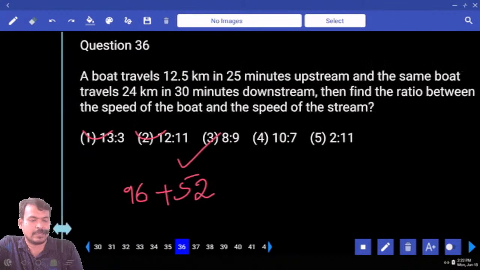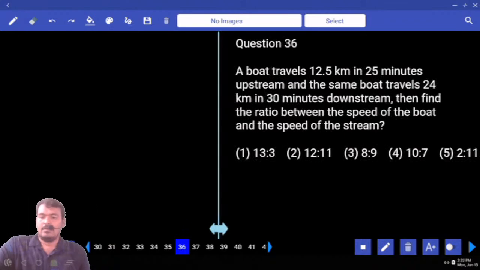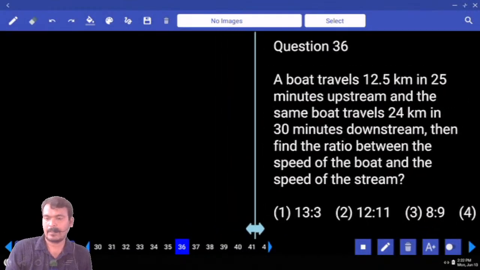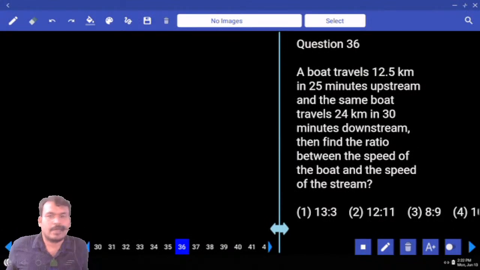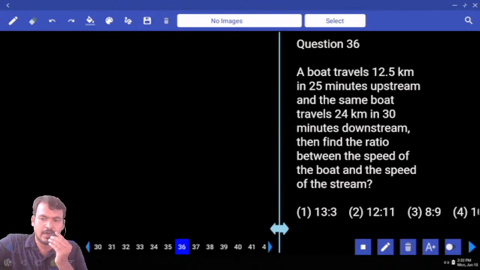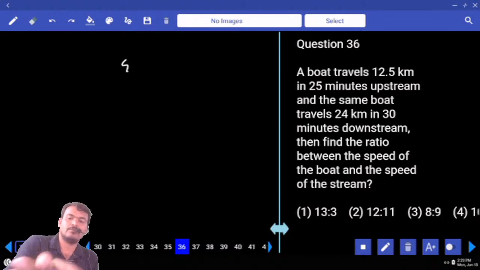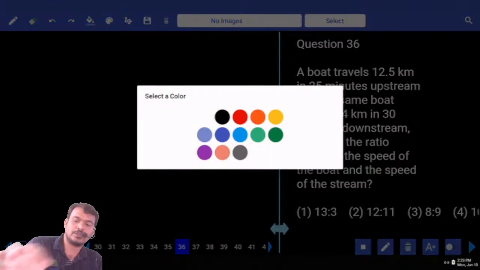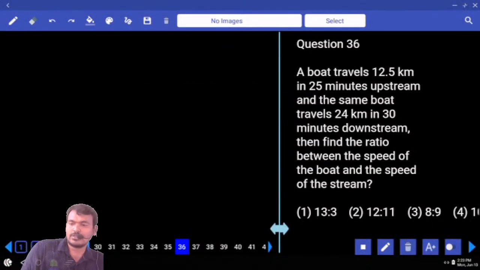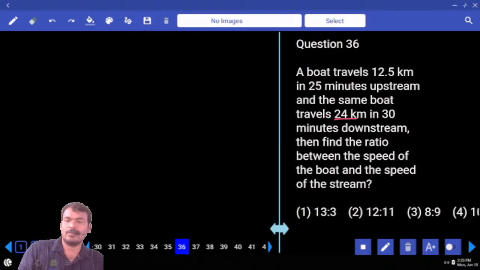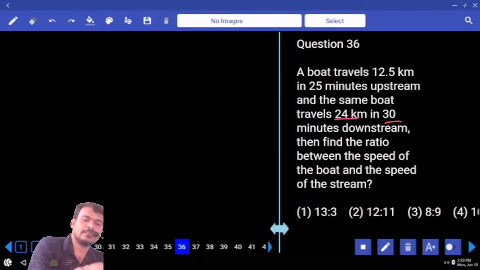Next question number 36. A boat travels 12.5 kilometers in 25 minutes, upstream or downstream? Upstream. And the same boat travels 24 kilometers in 30 minutes, downstream or upstream? Downstream. Then find the ratio between the speed of the boat and speed of the stream. First of all, downstream, how much distance is traveled? 24 kilometers in how many minutes? 30 minutes. Distance value 24, time value 30 minutes.